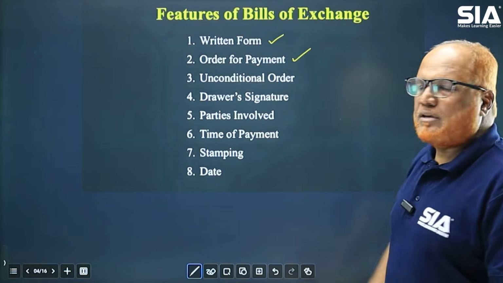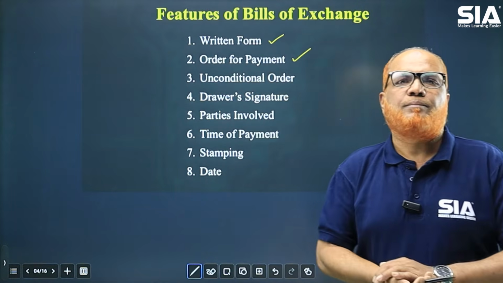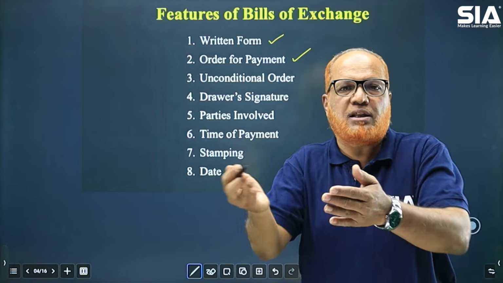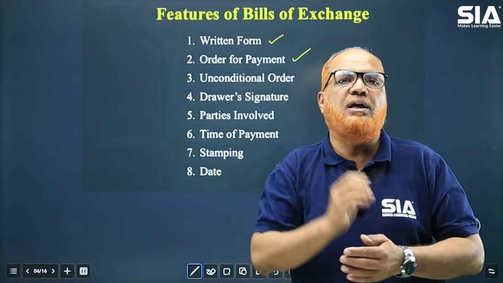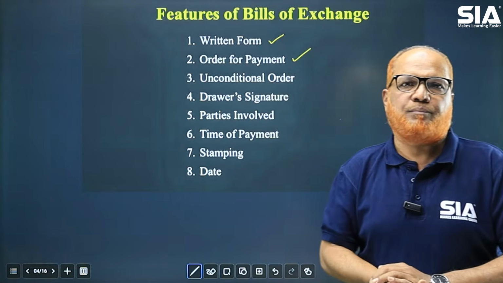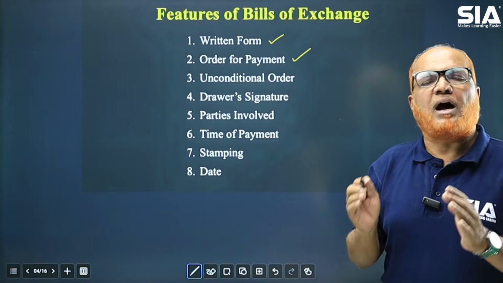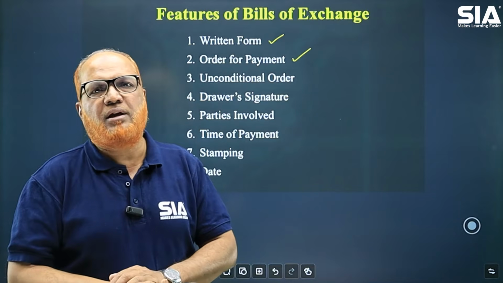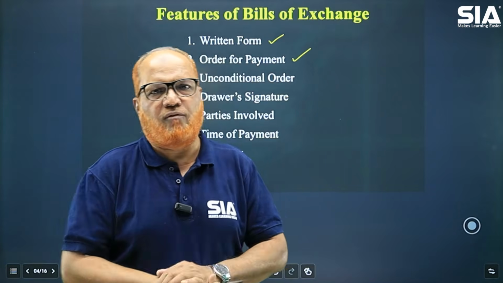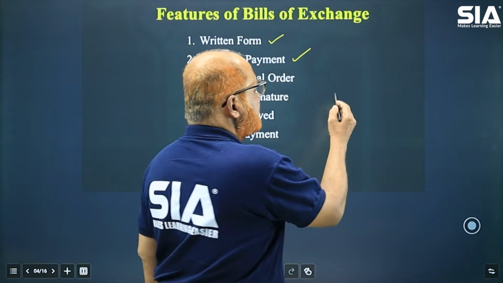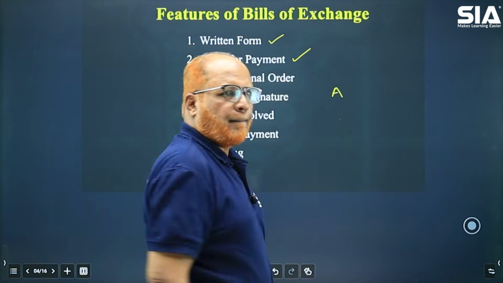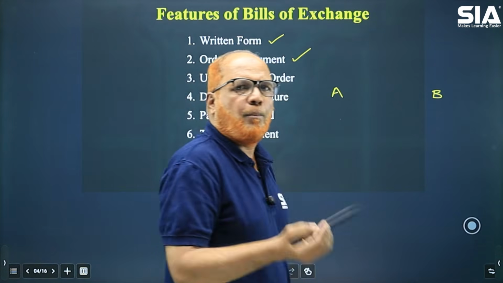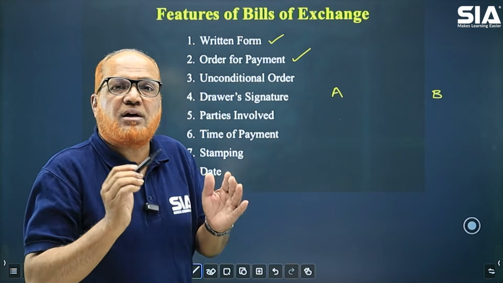Secondly, order of payment. In this document, it is not a request. It is not something like requesting another person to pay, but it is an order given by one person to another person. So with the help of an example, I will explain to you. Normally, a bill of exchange will be used in case of purchasing and selling of goods. I'll take an example here. Suppose A is the seller. He is selling the goods, and B is the buyer, the person who purchases the goods on credit.